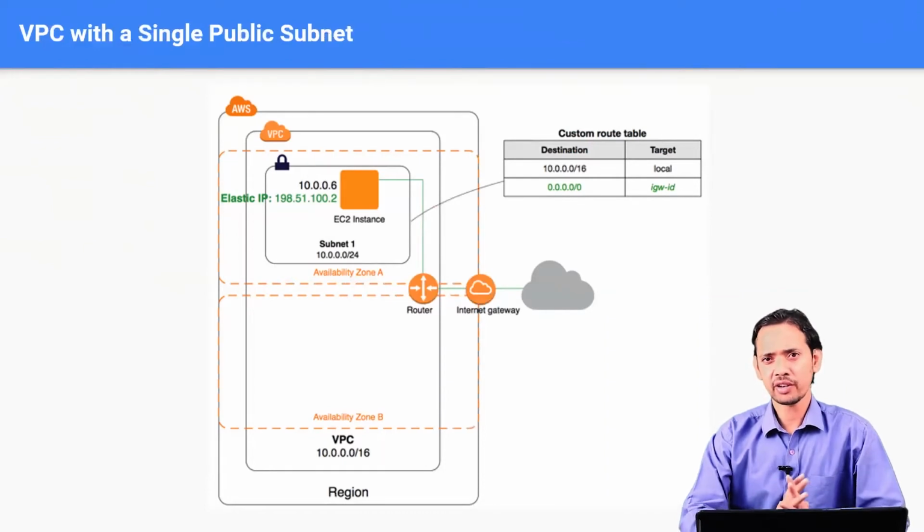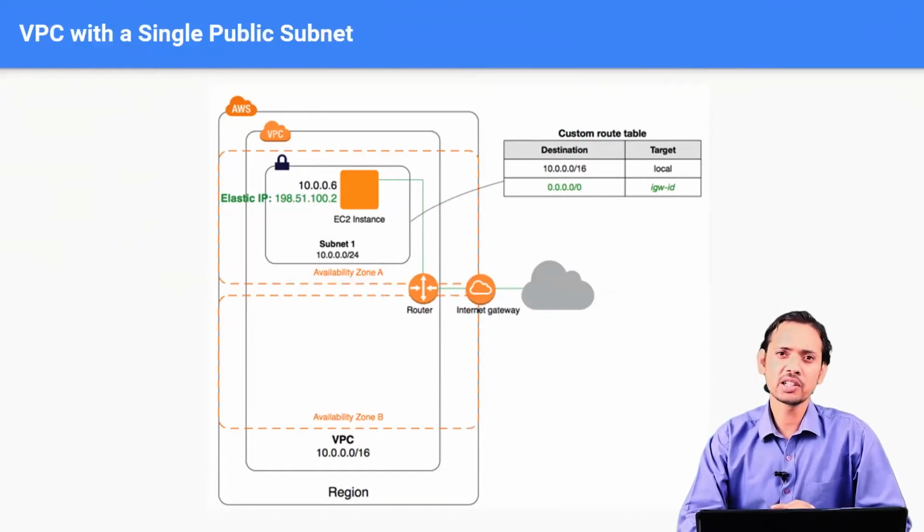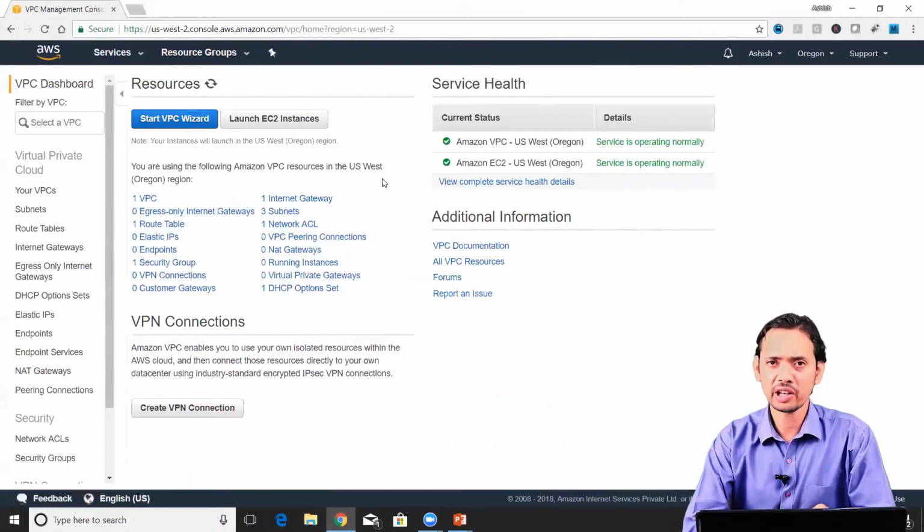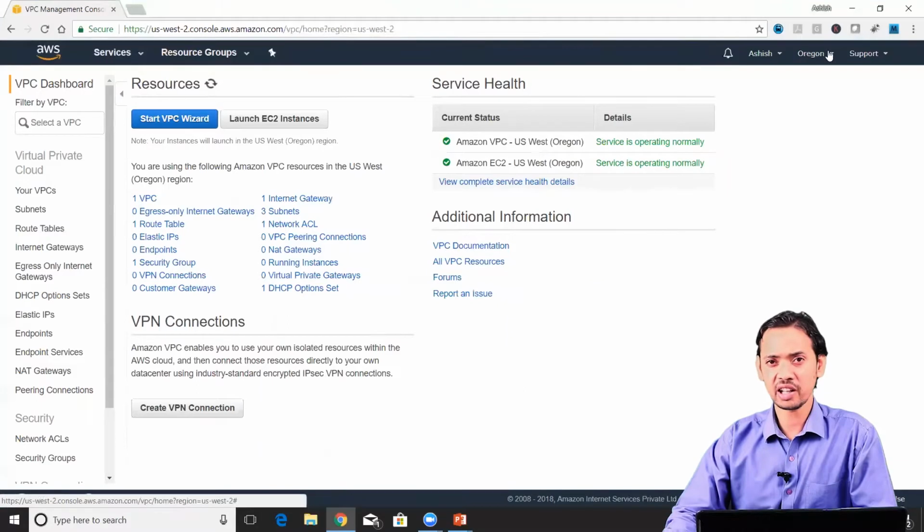For this kind of architecture, AWS provides a very simple way to create it using something called VPC Wizard. So let's switch to our AWS console and go to the VPC dashboard. So now here we are on the VPC dashboard. We are creating it in the region Oregon.